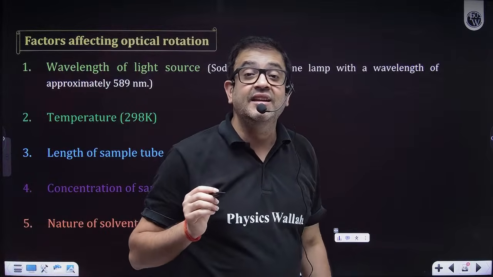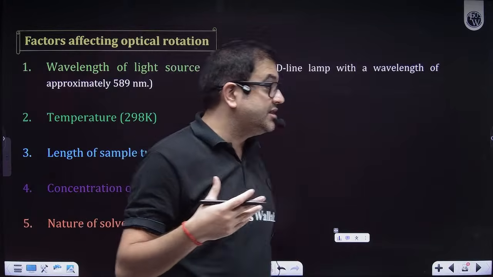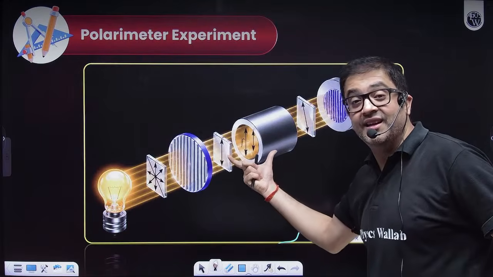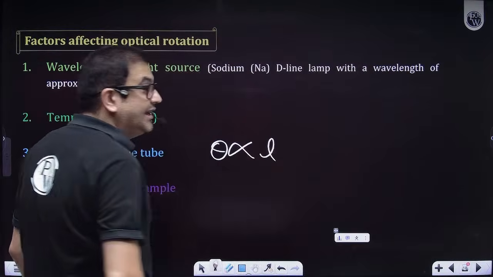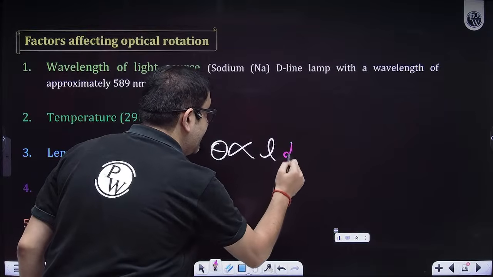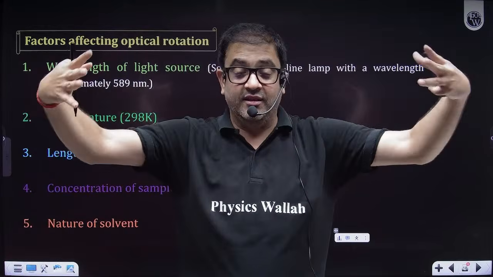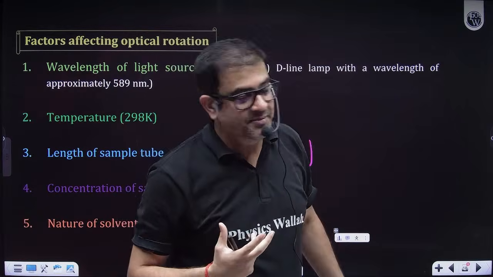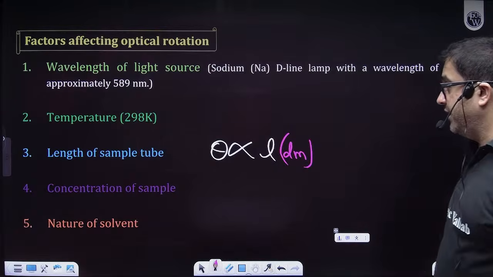Experimentally it has been seen that the more you change the length, which length? This length, the more becomes the value of theta. So that means this theta is directly proportional to the length of the tube. Generally, this length is measured in decimeter, because obviously this is not a very long polarimeter, so generally the unit in which you put this length is decimeter. I hope everybody is clear.